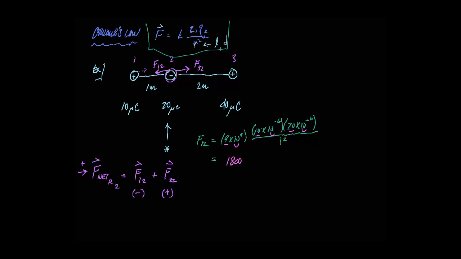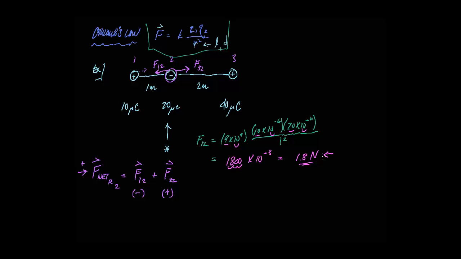That becomes 10 to the 9th minus 6, that becomes 10 to the 3rd, times 10 to the minus 3. So move it over 1, 2, 3. That becomes 1.8 newtons. Now that is in that direction.